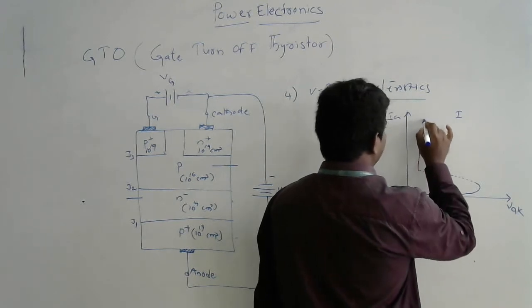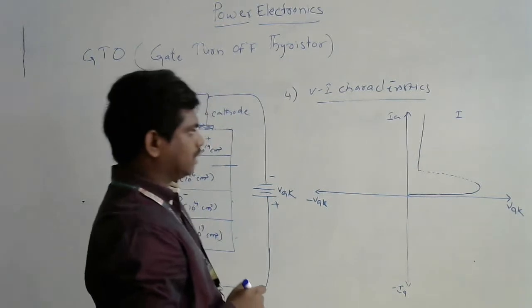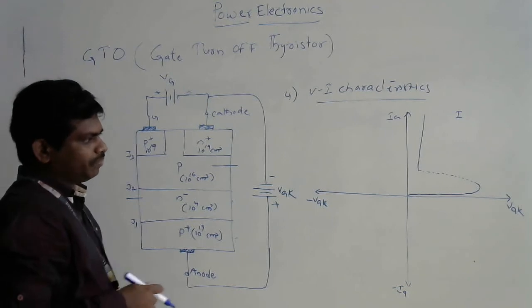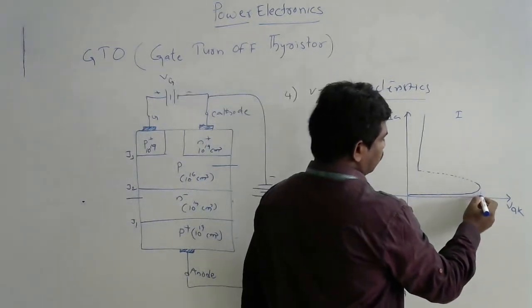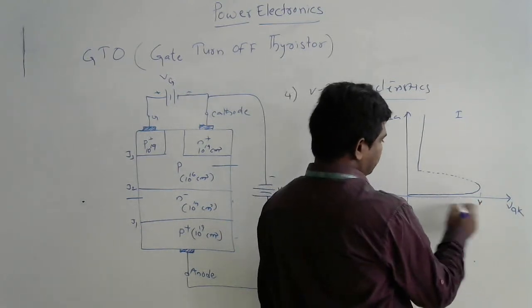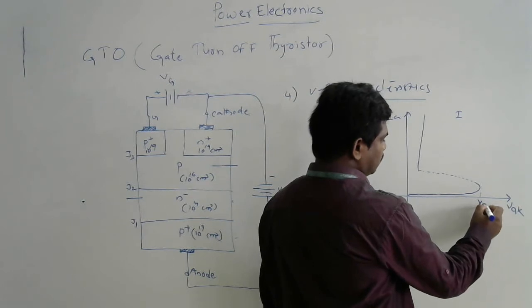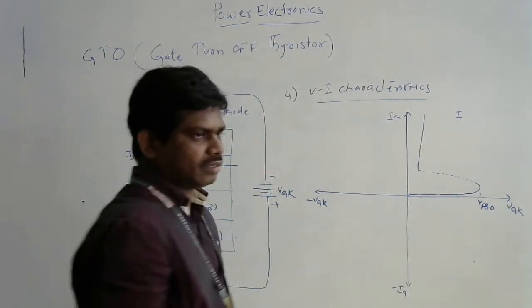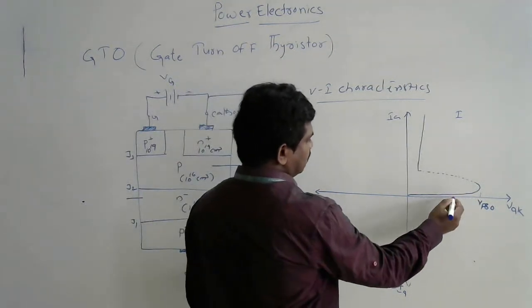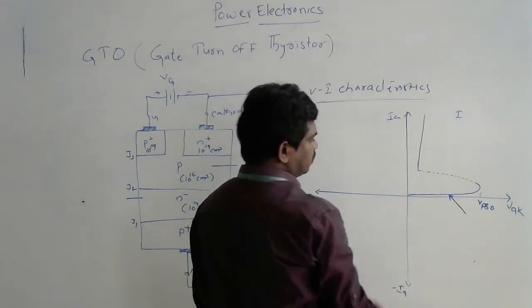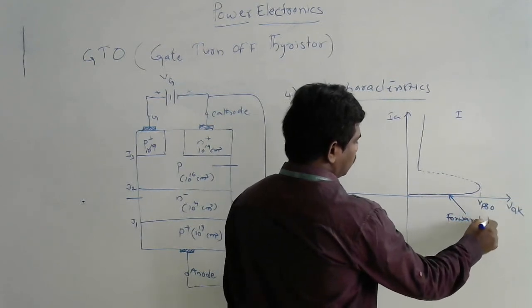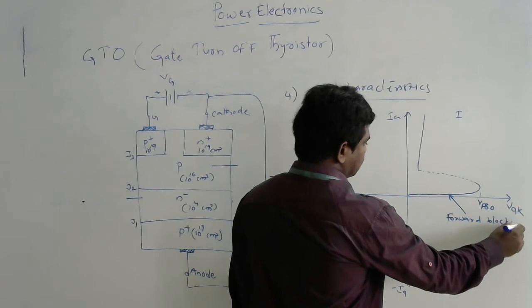So these are my GTO characteristics, same as SCR characteristics. For gate voltage 0, even then, at some forward breakover voltage applied across the anode and cathode, it automatically comes into on state from its forward blocking state. What do we call this DC voltage? Forward breakover voltage. Once forward breakover voltage occurs, the GTO automatically comes into on state from what I am calling the forward blocking state.